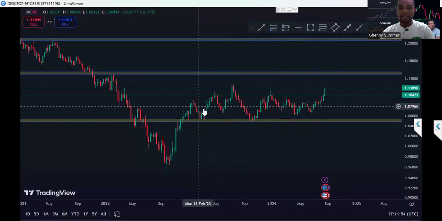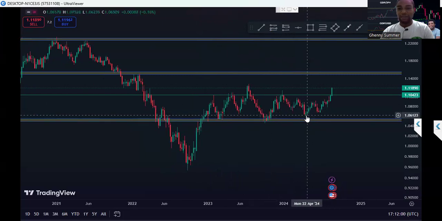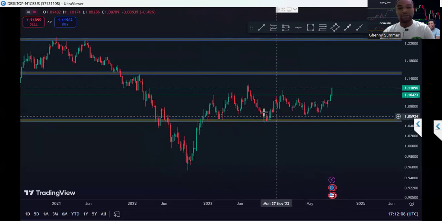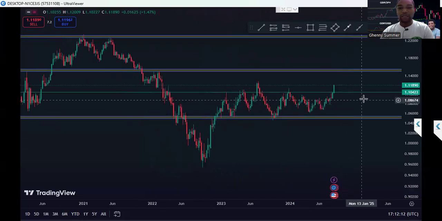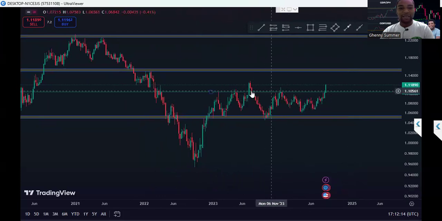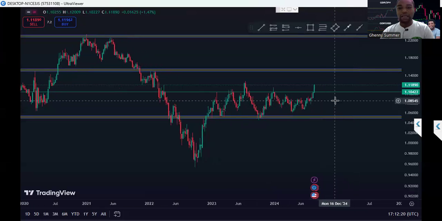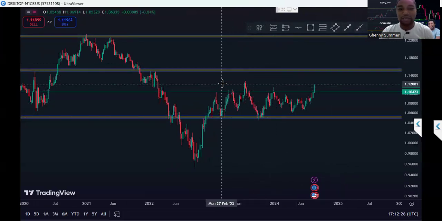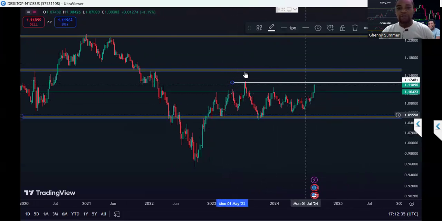I can see a head, I can see a left shoulder, I can see a right shoulder around this area. If you look closely, it's a consolidative market. Since the neckline around this area has been broken, I'm going to be expecting a pullback around this area. Although this level is a significant level, I'll watch out very closely for this level, this area.